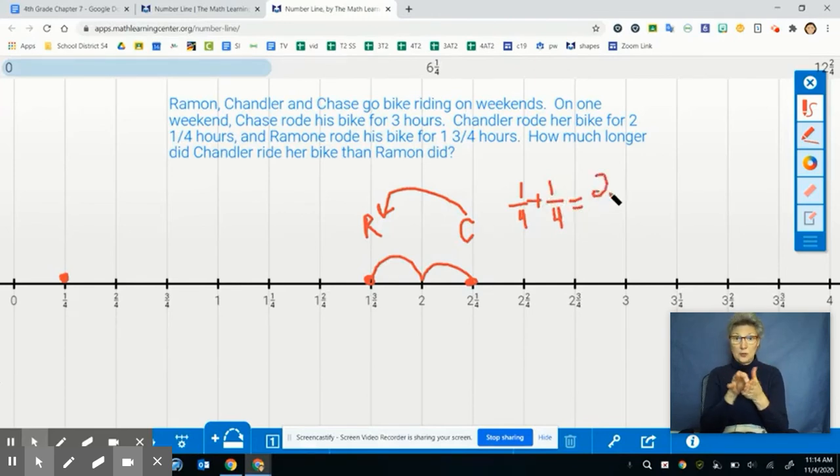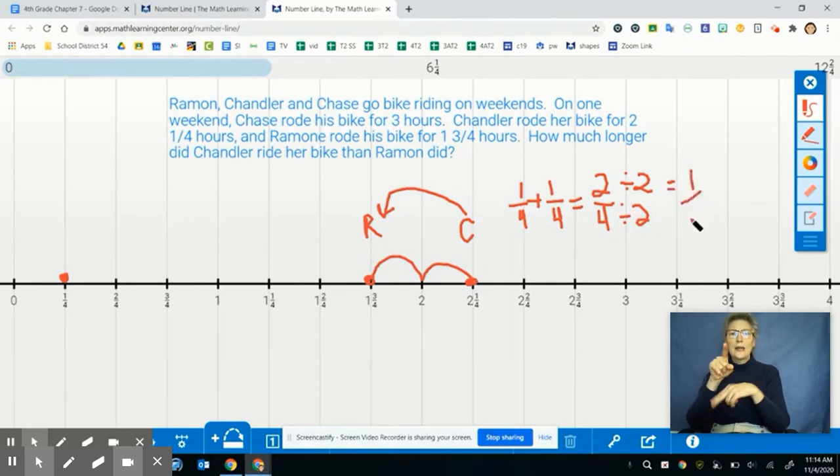I know that I can reduce this to get a simpler term to find out actually how much time was spent. So I'm going to divide both by 2, because I know I can divide these both by 2, and I'm going to get my final answer of 1/2 hour. This is how much longer Chandler rode her bike than Ramon.